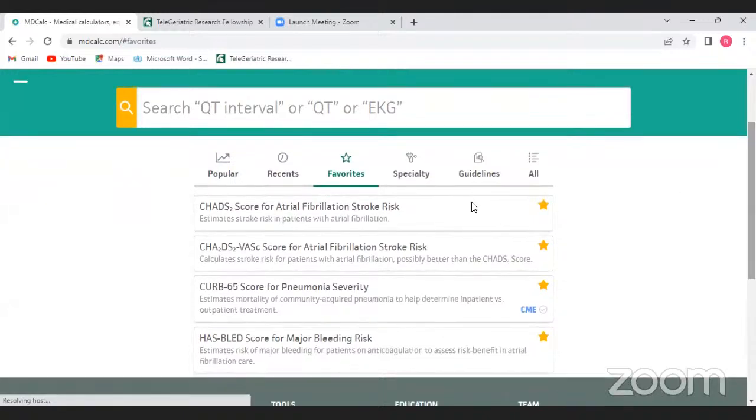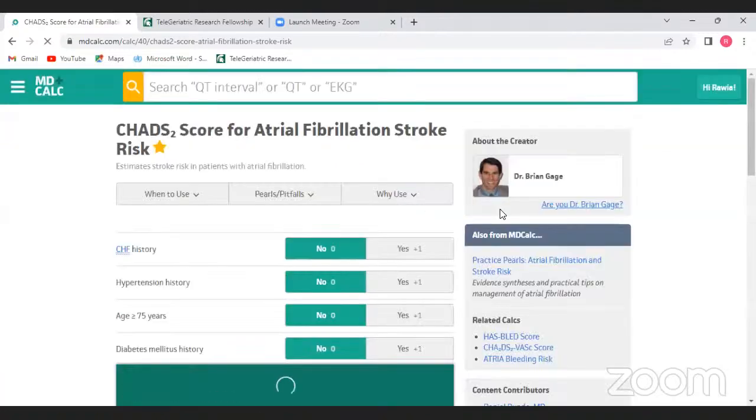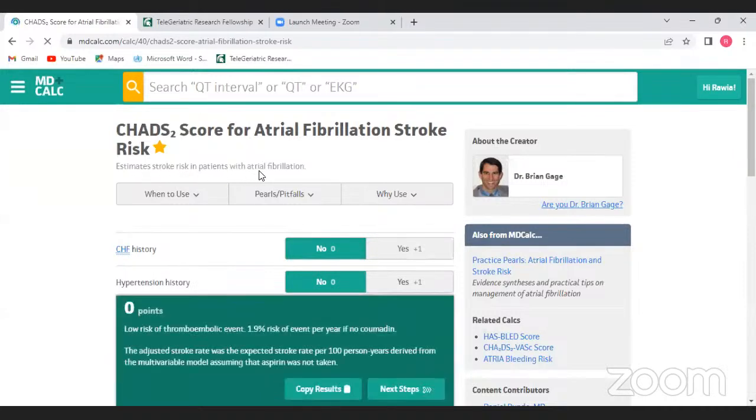So we have this score, the CHA2DS2 score for atrial fibrillation stroke risk. Same as that one. Estimated stroke risk in patients with atrial fibrillation. Here is the name of the creator, Dr. Brian Page. Here is some information on when to use it, the pearls and pitfalls, and why to use it.